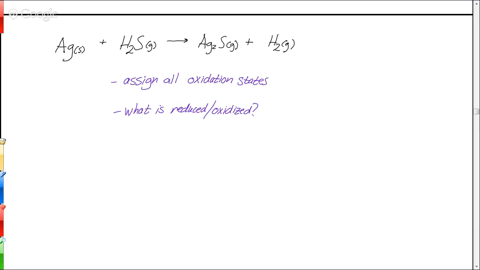All right, let's assign oxidation states. What's the oxidation state of silver on the left? 0, right, because it's all by itself there. So that's silver 0. What about in H2S? What gets the priority here? Hydrogen. So what should hydrogen be assigned as? +1. So if each hydrogen is +1, what does the sulfur have to be to balance it out? -2.